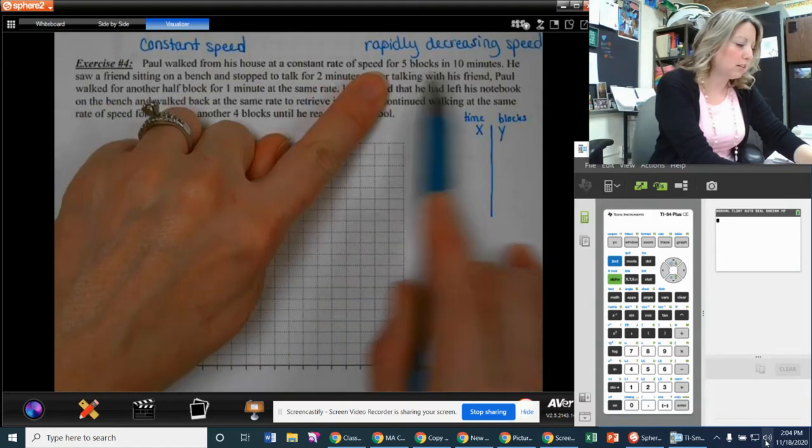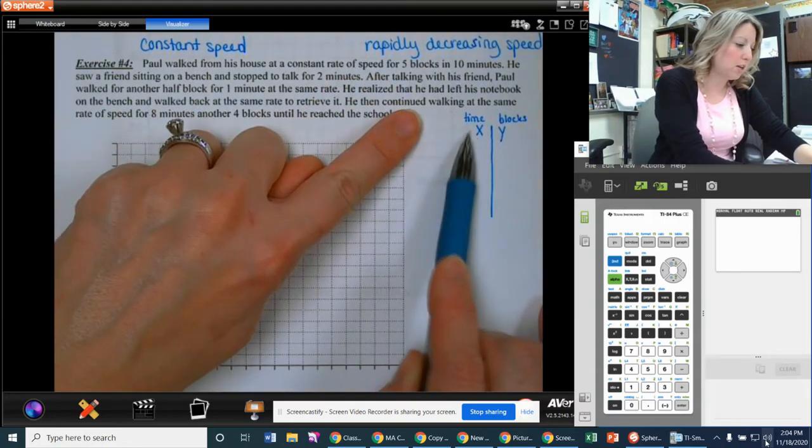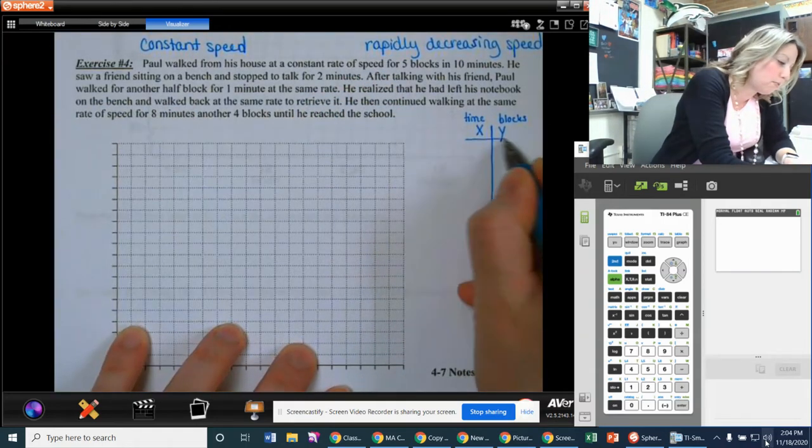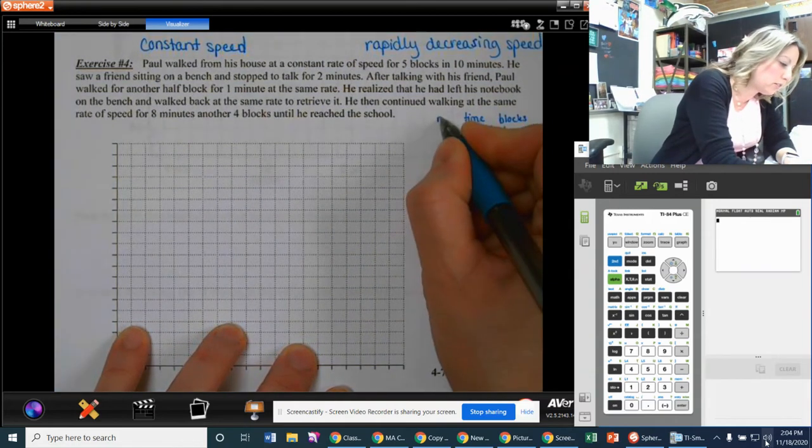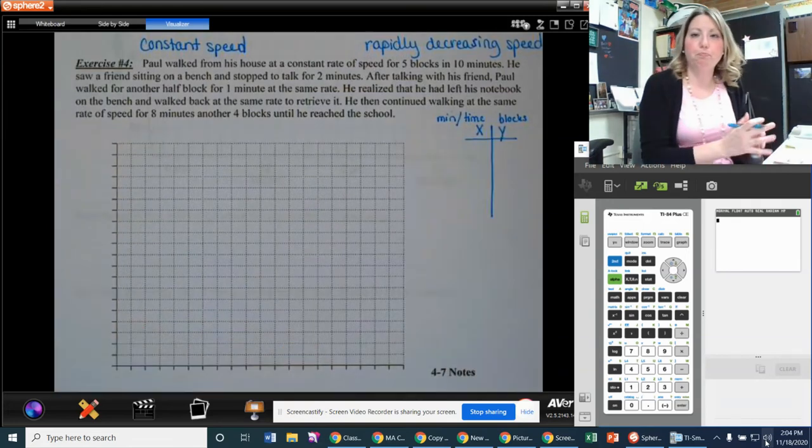Let's do Y in blocks because it seems like everything that Paul is doing is based on blocks, right? So 5 blocks in 10 minutes, right? So this is going to be our time in minutes. This is going to be our blocks. And that will cover, so it'll be distance. Okay. So this will be minutes for time. That'll help out a little bit.